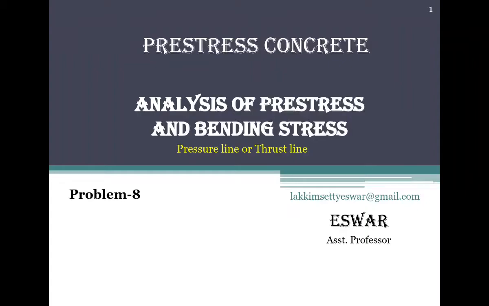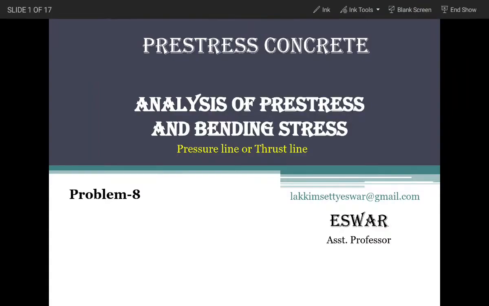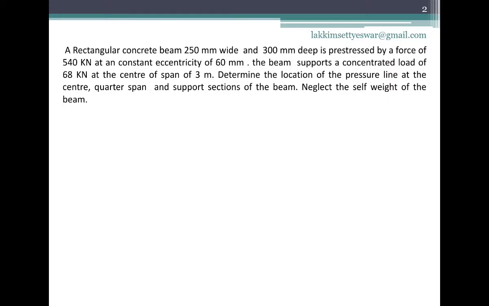Hello everyone, let's solve problem number 8 in the topic pressure line or thrust line. Let's read the question. A rectangular concrete beam 250 mm wide and 300 mm deep is pressed by a force of 540 kilonewton at an eccentricity of 60 mm.